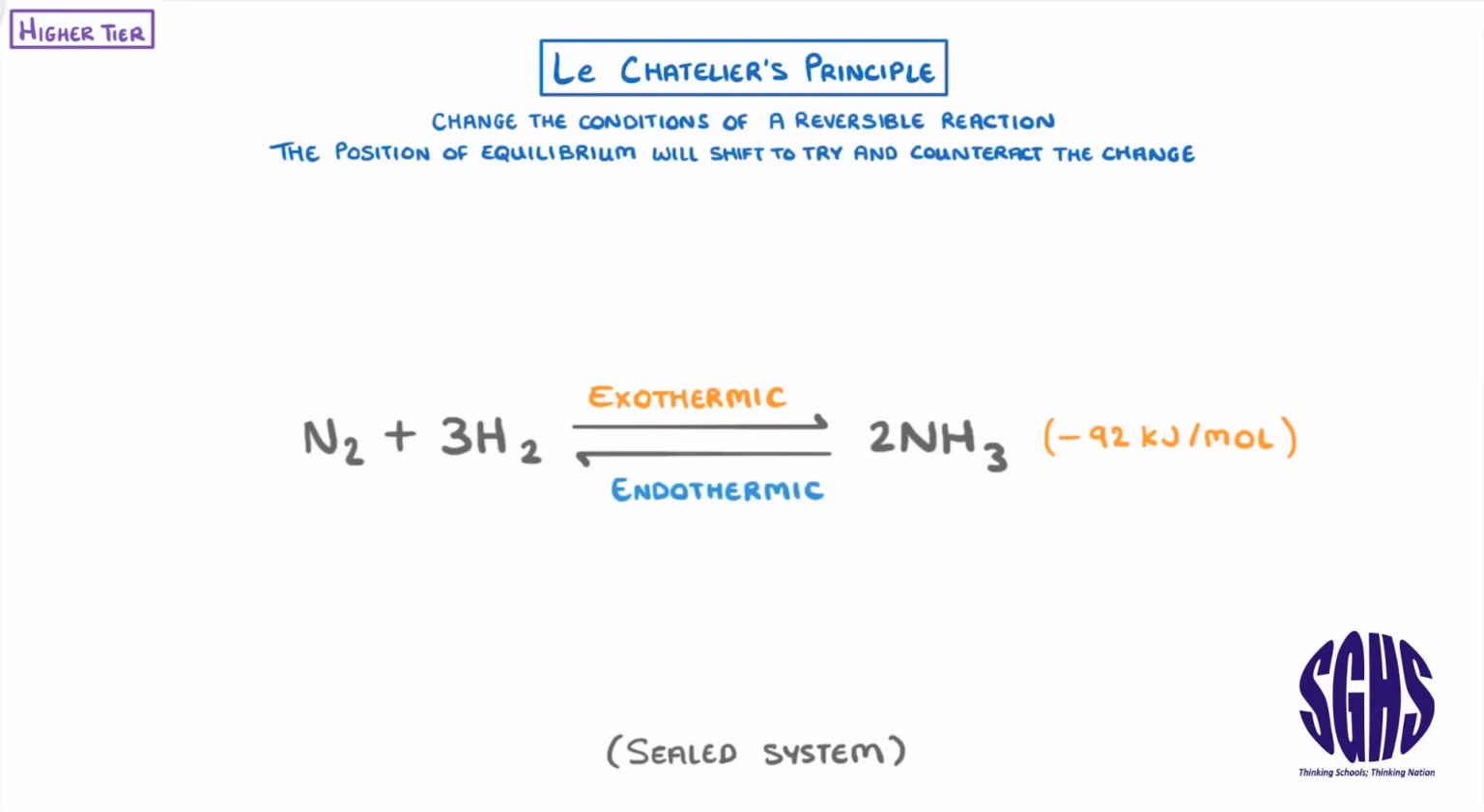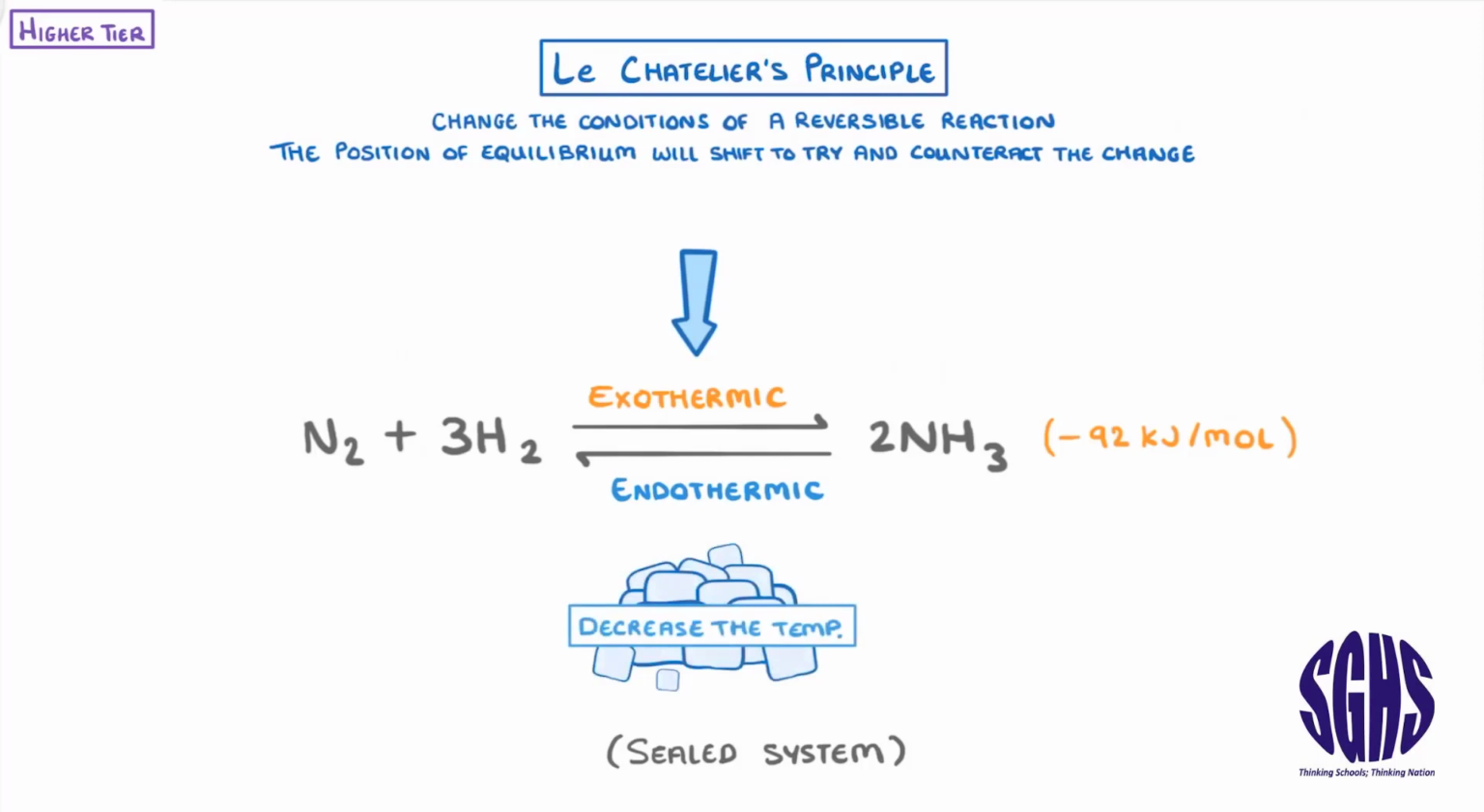For the sake of our example, let's imagine that the position of equilibrium starts off here in the middle. If we were to decrease the temperature of our system, the equilibrium would move in the exothermic direction in order to release heat energy and counteract that change that we just made. In this case, that would mean the position of equilibrium moves to the right. So it would have more ammonia particles and fewer nitrogen and hydrogen particles.